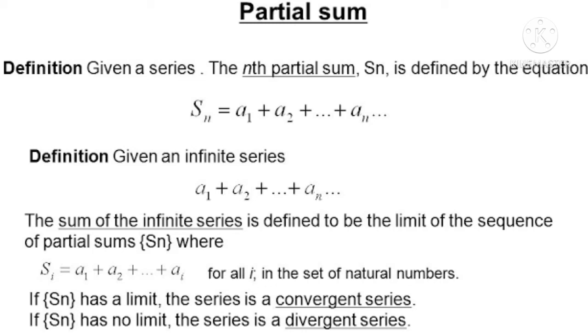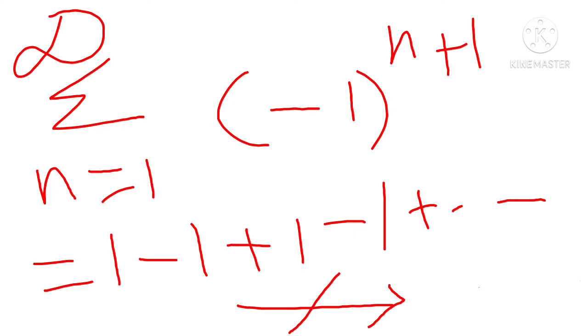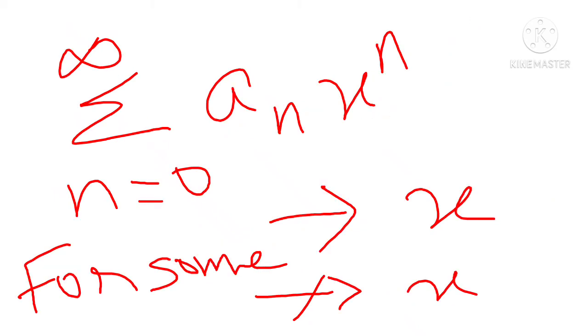If sequence Sn has a limit, the series is a convergent series. Okay, the series is a convergent series, and if sequence Sn has no limit, the series is a divergent series. Let us see some examples. The series summation n is equal to 1 to infinity (-1)^(n+1) does not converge. And the summation n is equal to 0 to infinity an x power n converges for some values of x and does not converge for some values of x.